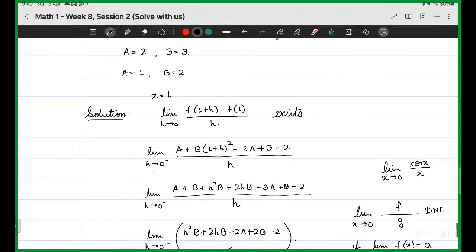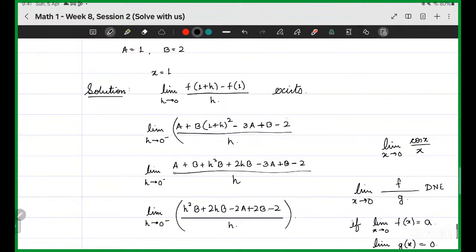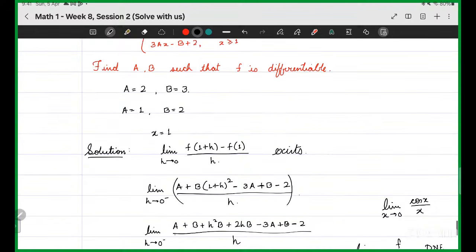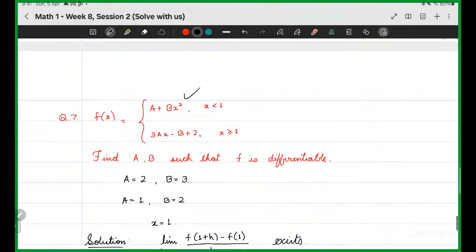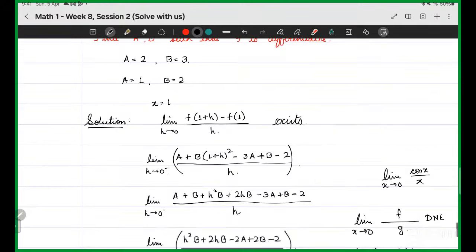So first I look at the left-hand limit, solving it using first principles. This is the expression I'm trying to calculate the limit of. The necessary condition for differentiability is that this limit exists. If this limit exists, its left-hand limit also exists. So on the left, I wrote f of 1 plus h as a plus b times (1 plus h) square using this definition. And f of 1 by definition is 3a minus b plus 2. So I substituted that as well, and then I simplified and I got this expression.